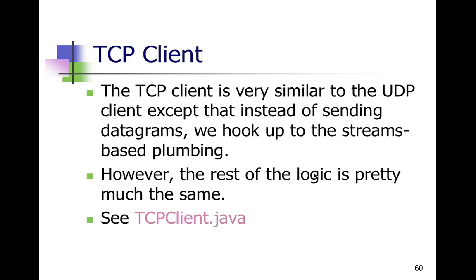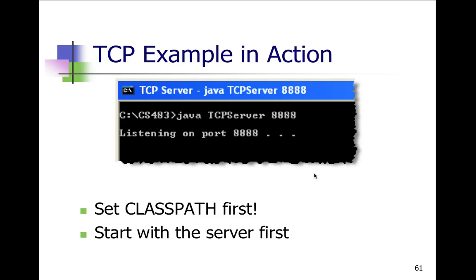The client is simply going to be similar to the UDP client, except it's going to be using streams instead of sending datagrams. We look up the stream-based plumbing, we hook it up, we put it in there. However, the rest of the logic is pretty much the same. So we have the TCP client as well.